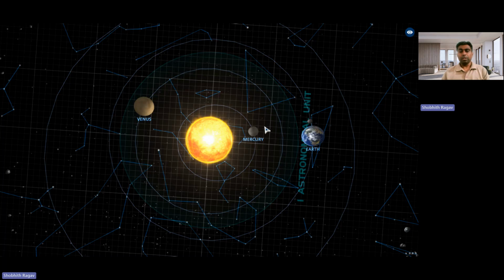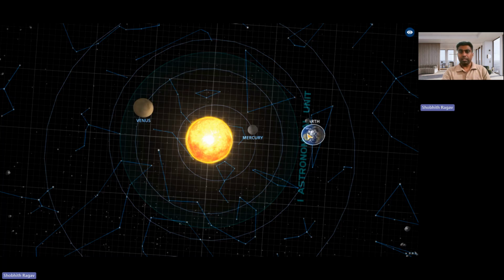How do we visualize the retrogression? Because we all know that the planets are moving in an orbital or elliptical orbit. Okay, so let us understand with this graphic. Here we have the sun, the earth, the mercury. Let us check the movement of earth around the sun for 1 year.